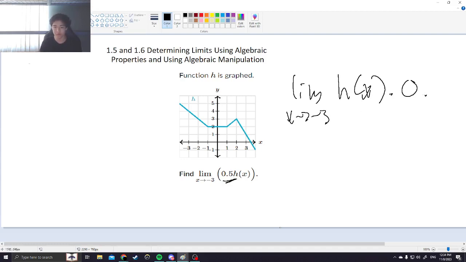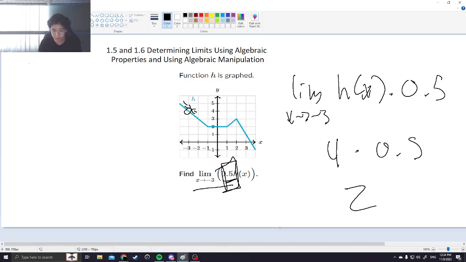You go times 0.5. So negative 3 on this graph is approaching 4. From the left side and the right side, everybody agrees this is approaching 4. Okay, so this is 4 times 0.5. That's 2. That's it. So for this, you find the limit first, you multiply by the number, and you got your answer of 2.